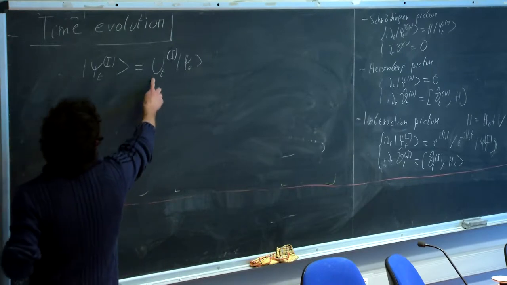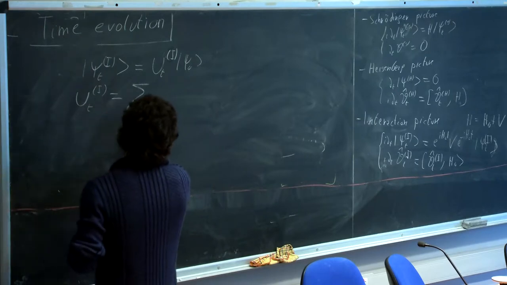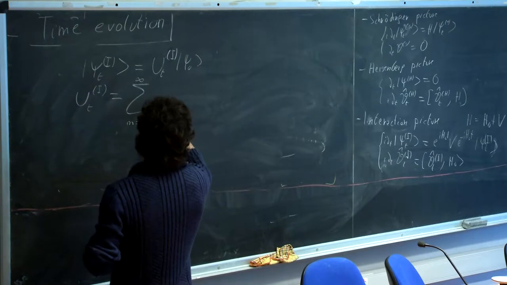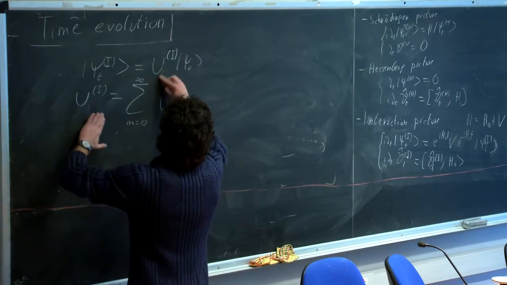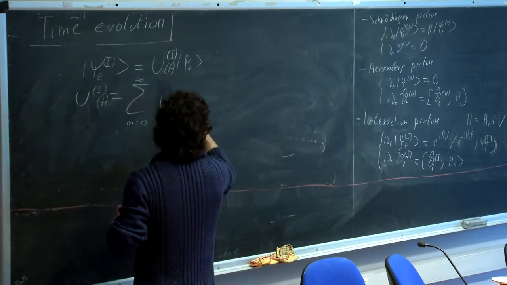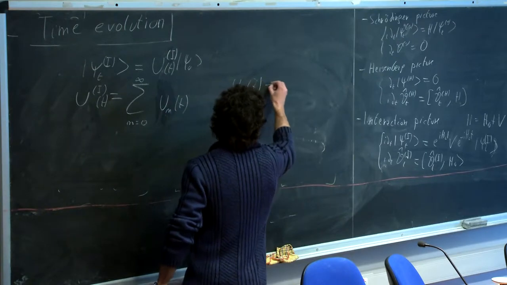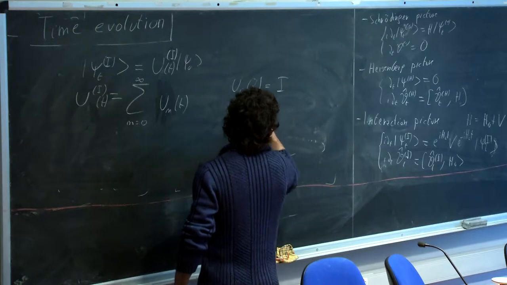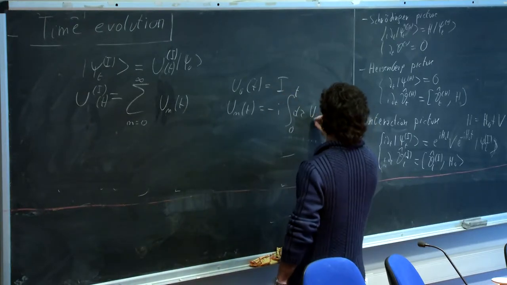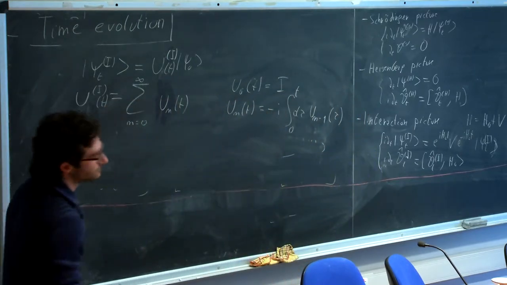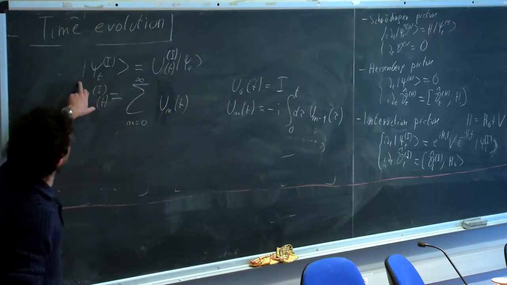Then what you can prove is that you can write this time evolution operator as a sum, from n that goes from 0 to infinity. You can write a series, U of t equal to the sum of U_n of t, where U_0 of t is just equal to the identity, and U_n of t is equal to minus i integral from 0 to t of U_{n-1} of tau. This is a claim.